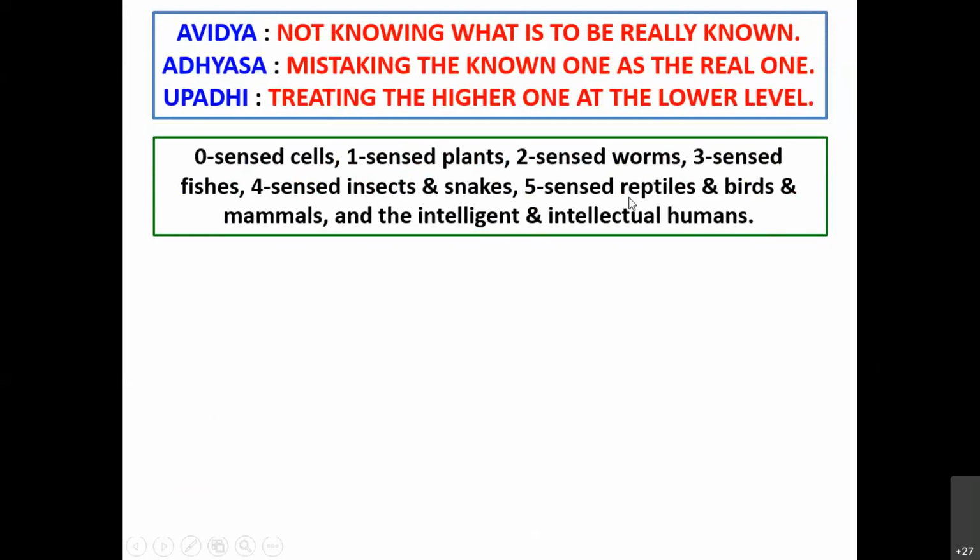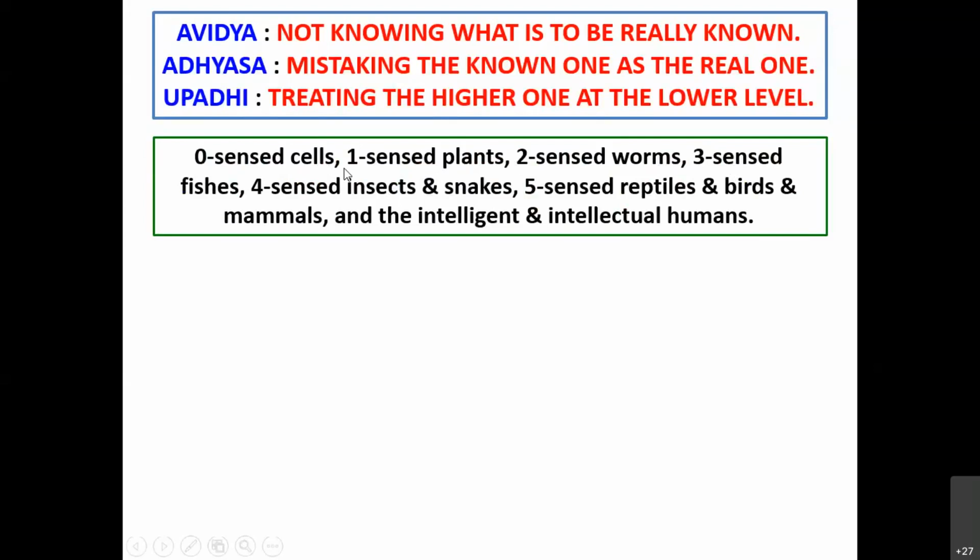Okay, but those five senses are there with the reptiles also and with birds also, with the other mammals also. Whereas insects and snakes, they cannot hear. They don't have ears. So they are four sensed. Fishes cannot smell. They do not have nostrils. That is three sensed fishes. And the worms, they have only two senses. Worms are blind. They cannot see. They have only taste and touch. Plants have only the sense of touch. They don't have taste also.